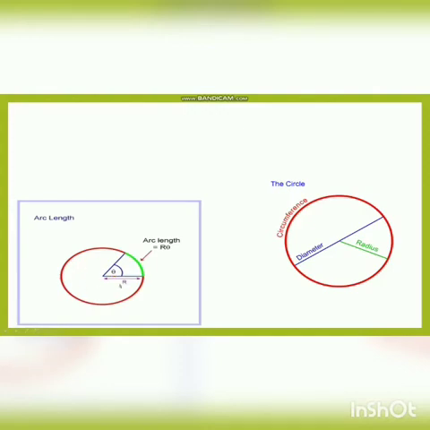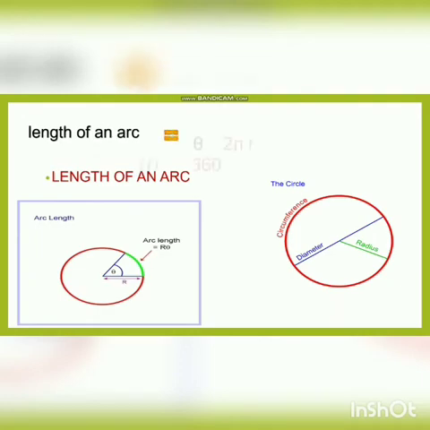So to calculate the length of an arc, the length of an arc is equal to theta upon 360 into 2 pi r. You can show the length of an arc with small l. So small l is equal to theta upon 360 into 2 pi r. This is the formula to calculate the length of an arc.